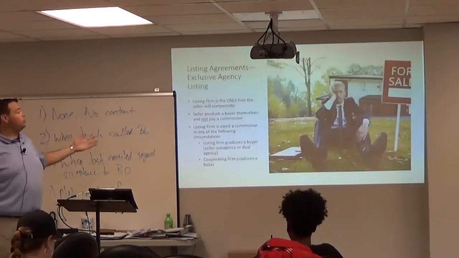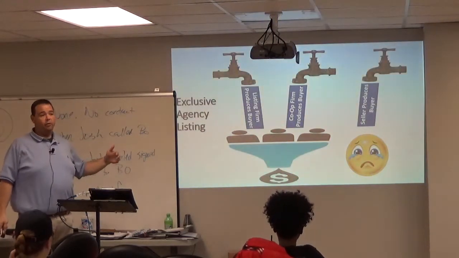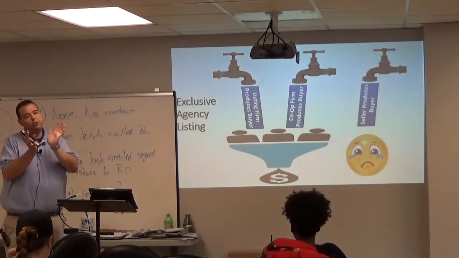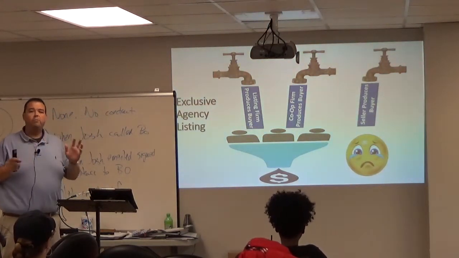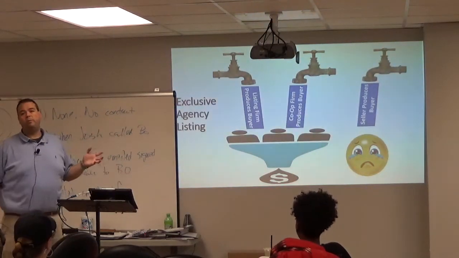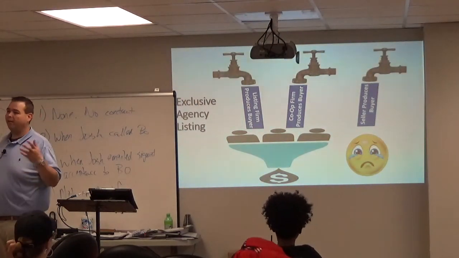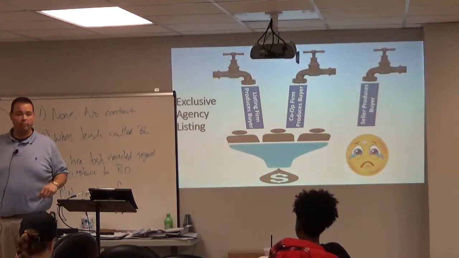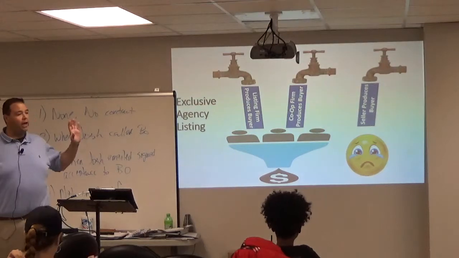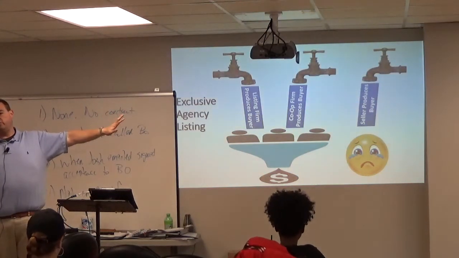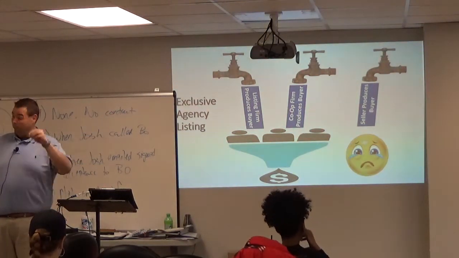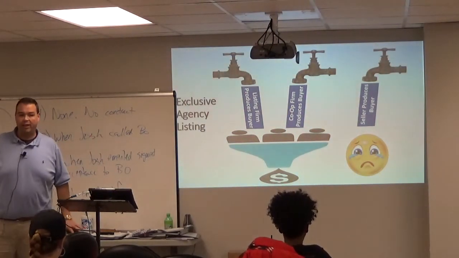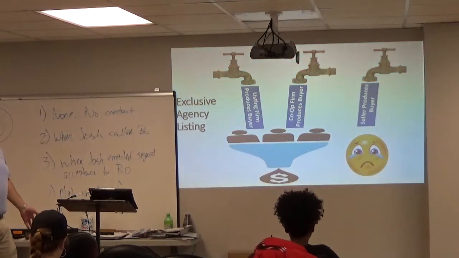And then we talked about an exclusive agency listing. And we said with an exclusive agency listing, the funnel had been shrunk down so that if the buyer came from the listing firm producing a buyer, we'd still get paid. If the buyer came from a cooperating firm producing a buyer, we'd still get paid. But if the buyer came from what source? What's the third possible source? The seller produces the buyer themselves, then what would happen? We would not get paid in an exclusive agency listing.